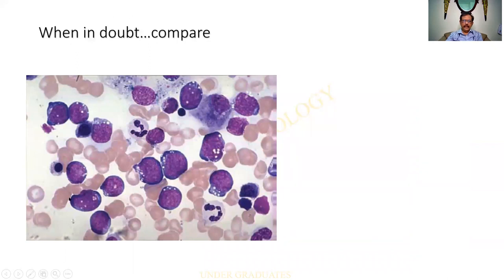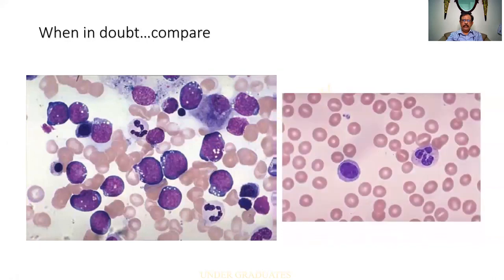So see this picture. We are bewildered. We will not know what it is. But I'm seeing a lot of these cells which are large compared with the RBCs with large nucleus. They are having cytoplasmic vacuolation. Whatever said and done, you find that these cells are all abnormal. And if at all you have got a doubt, you will have to compare. When in doubt, compare. This is a normal peripheral smear.